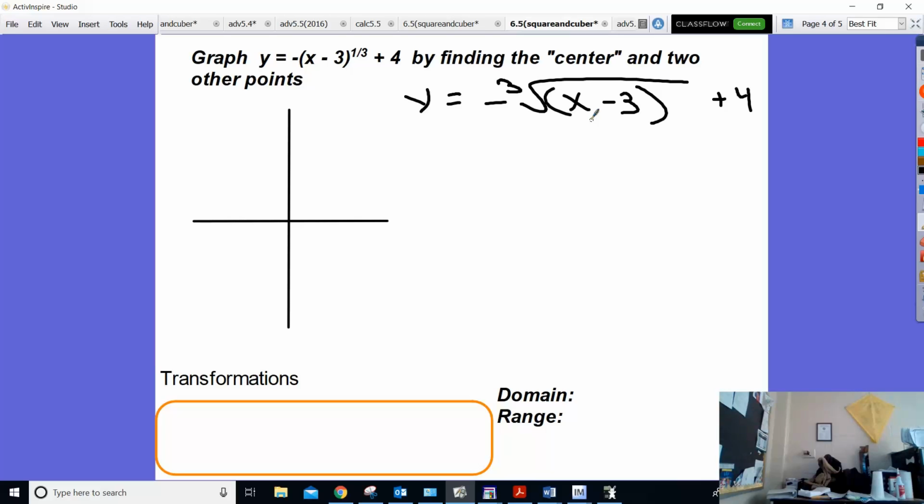Before we start, tell me what the transformations are. Right 3, up 4, those are the easy ones. Opposite, trust. Anything else? Another fairly obvious one. Reflection is the negative up front. It's out front. It's not right by x. It's out front. What are you going to reflect on? Reflect on the x-axis.